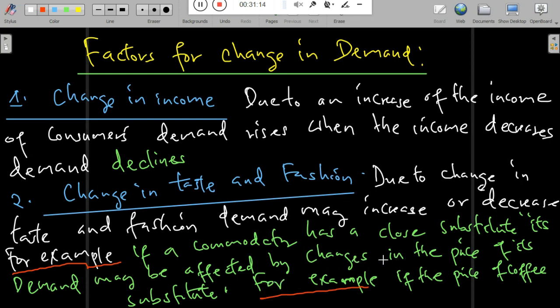But also a change in taste and fashion. Due to a change in taste and fashion, demand may increase or decrease. For example, if a commodity, let's say a car, is a new fashion, its demand will increase.